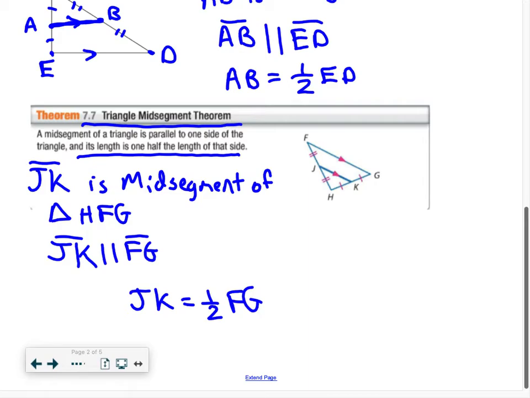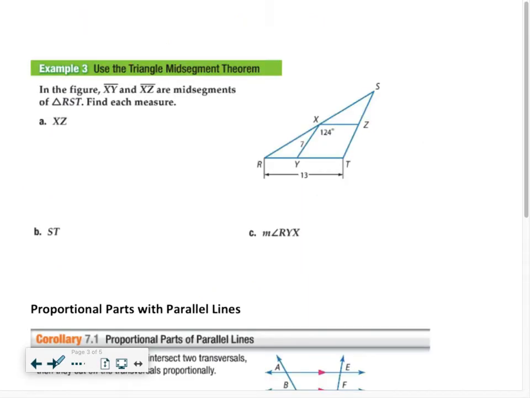So we might see an example here where a couple of mid-segments are drawn. In this figure, XY and XZ are mid-segments. So both of those are mid-segments here. Okay, find each measure. So find the measure of XZ.